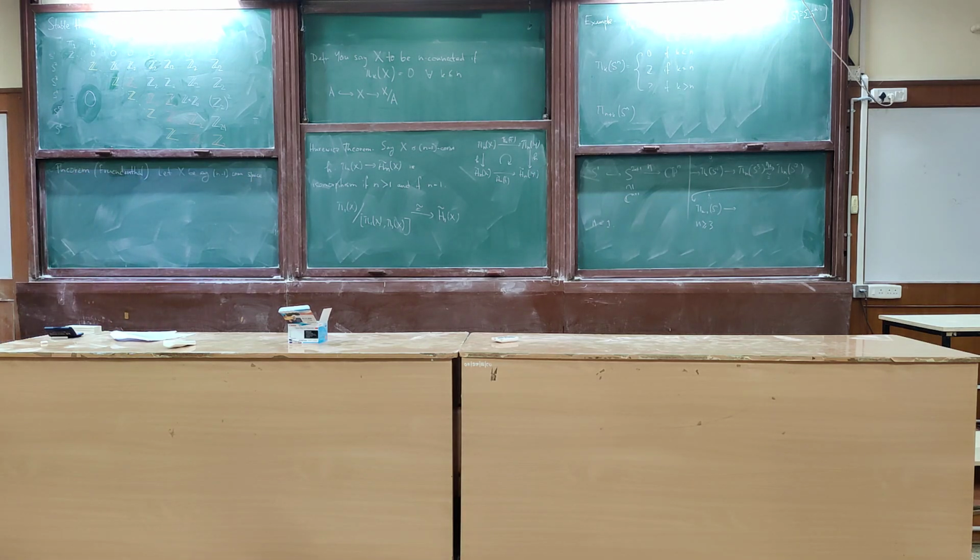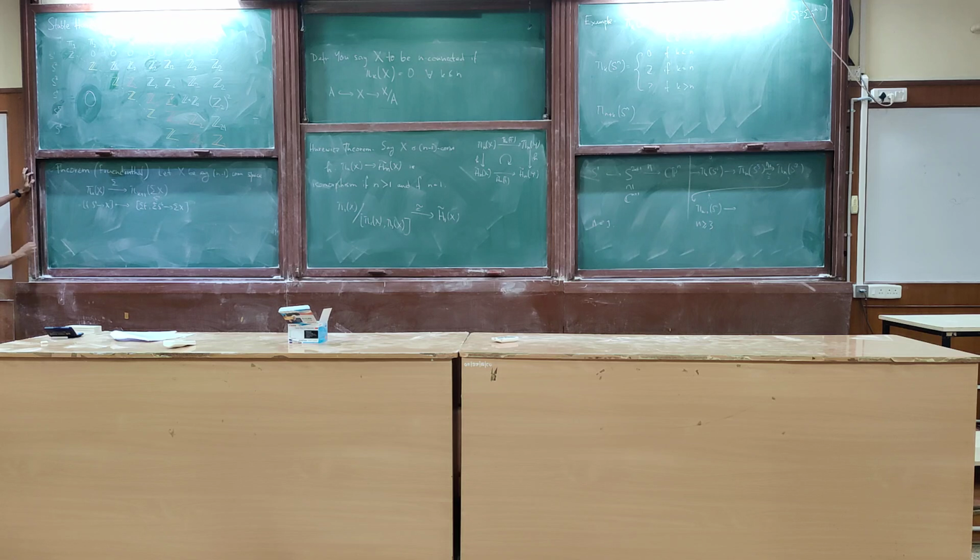Now you have pi k of X, and you have a map. This is the suspension map. It goes from pi k of X to pi k plus 1 of the suspension of X. Basically, you start with any map f from S^k to X, and you suspend. So this will be your map from S^(k+1) to the suspension of X. So this is the map.